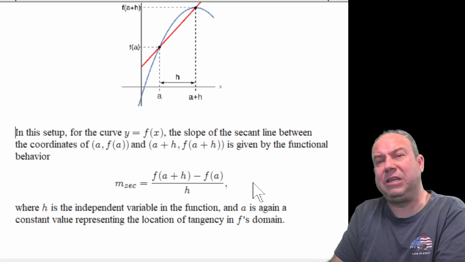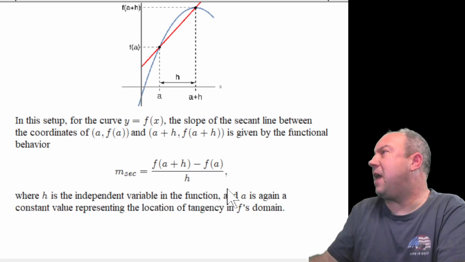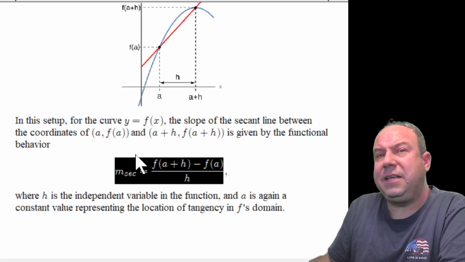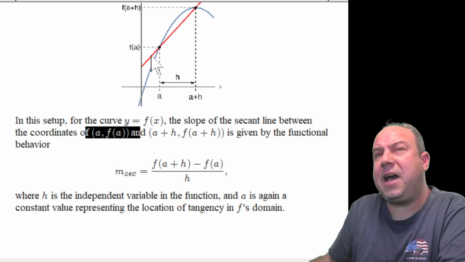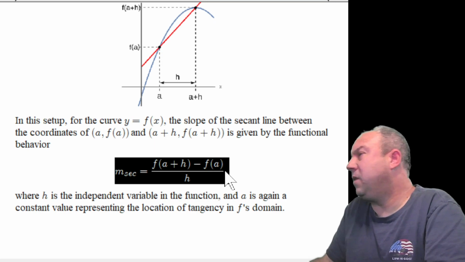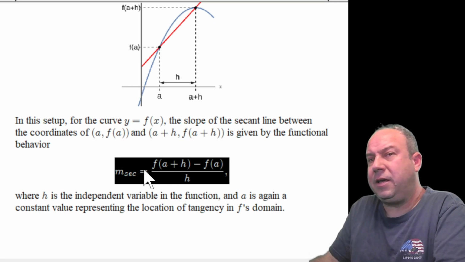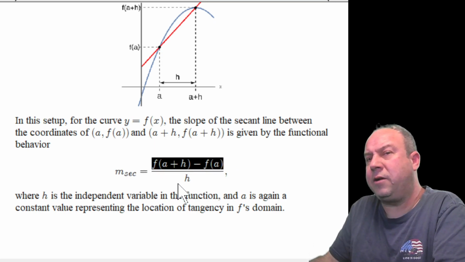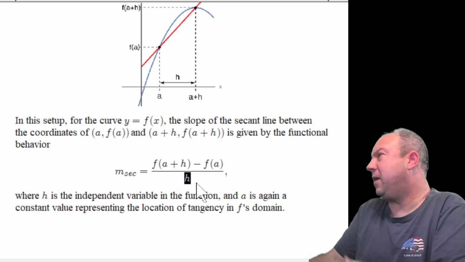Right? And we would take note of that here. Again, the slope of the secant line passing through the point a comma f of a right here, and the location a plus h, f at a plus h right here, would be given by our slope formula, rise over run. Here's our rise in the numerator, here's our run in the denominator.